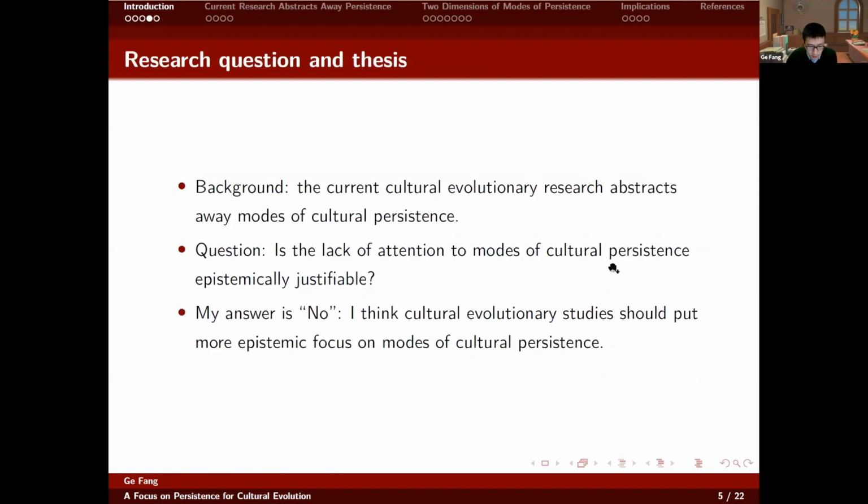As we will see soon, the current cultural evolutionary research abstracts away varieties of cultural persistence. The question I'm interested in is whether this lack of attention to modes of cultural persistence is epistemically justifiable. My answer is no. I think cultural evolutionary studies should put more epistemic focus on cultural persistence.